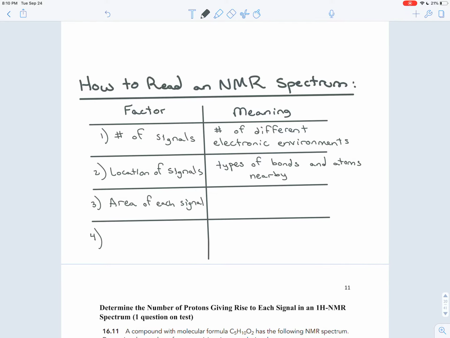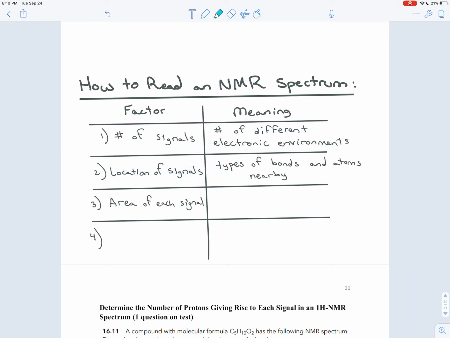So there are four features you want to look at to read an NMR spectrum. First, the number of signals that you have. That tells you about the number of different electronic environments for the hydrogens. The second is the location of the signals, and that depends on the types of bonds and atoms nearby.